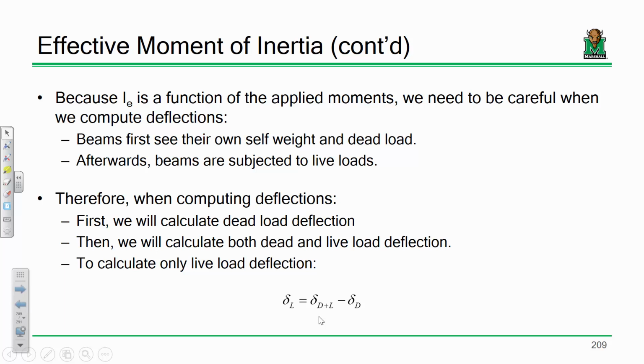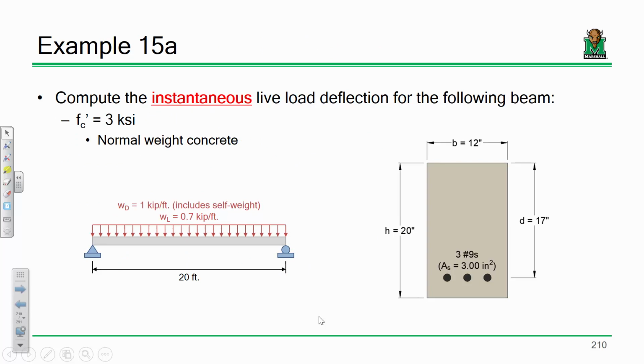The reason you cannot compute the live load directly is that from dead to dead plus live, your moment increases, so you have a different moment of inertia. If you have a different moment of inertia, your deflection changes, and it's not one-to-one. Let's recap our example, and once we get into the math a little bit, I think this will become more apparent.